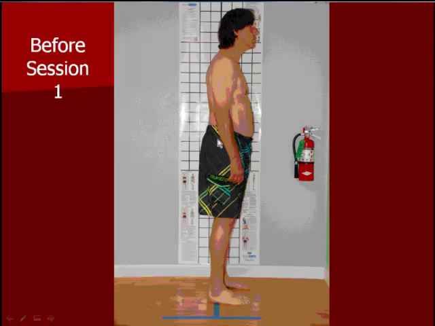So if we were to look at our vertical line, we start from the ground and we work our way up. Here's our malleoli. We see the center of the knee is forward, the hip is forward, the shoulder is forward, and the ear is even more forward over the shoulder. So this poor guy's head is over his toes, which are not designed to support the weight of the body.